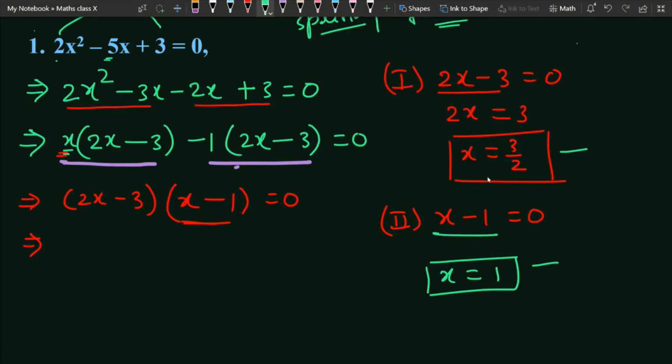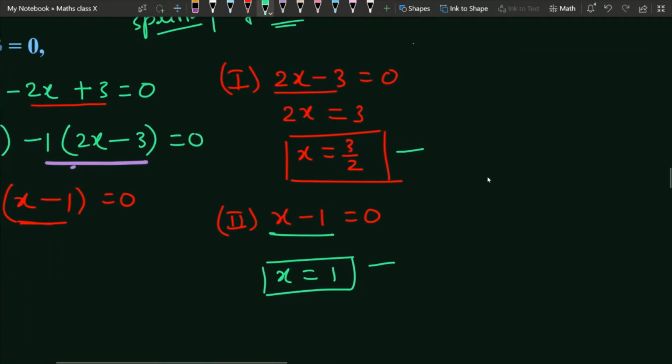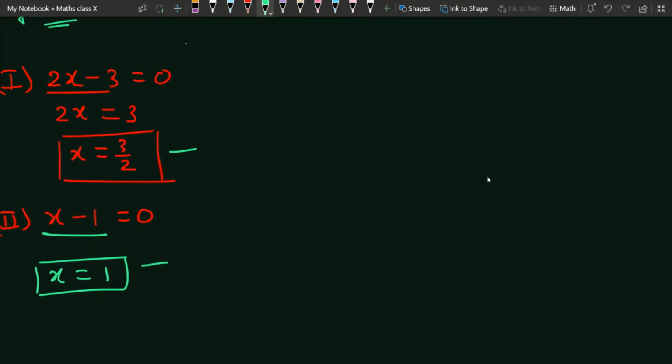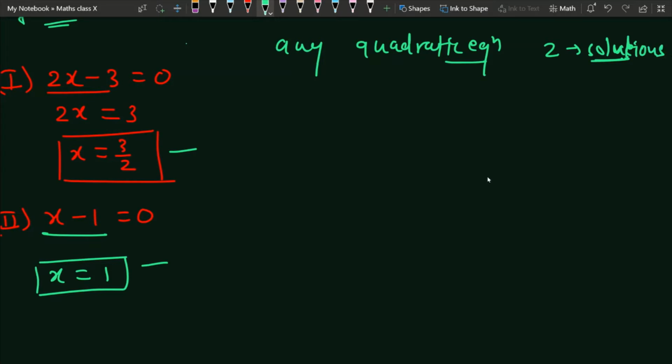Now you remember some things which I am going to share right now. Any quadratic equation has two solutions. Any quadratic equation you choose, it has two solutions. That means there will be two different values of x. Likewise, in this equation, we have got 3 by 2 and 1.